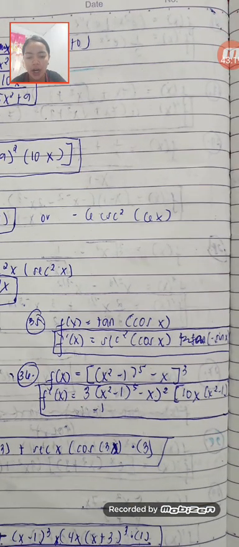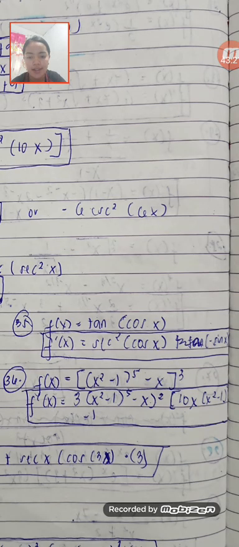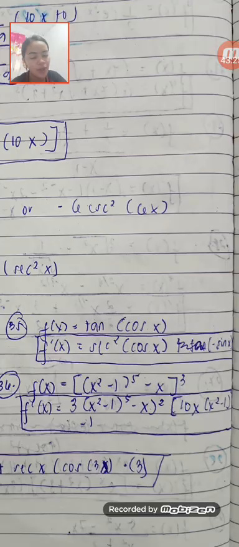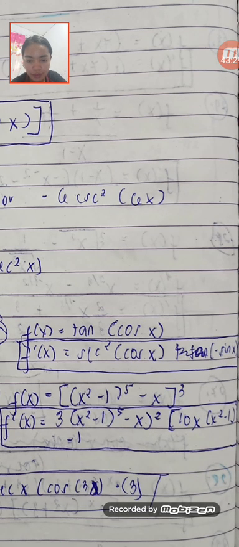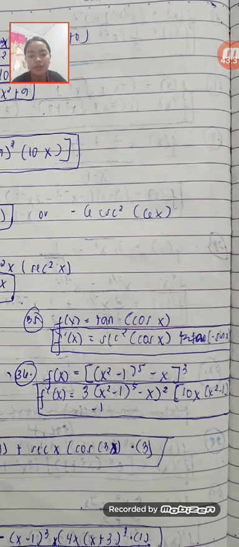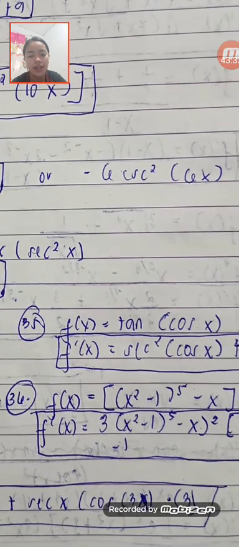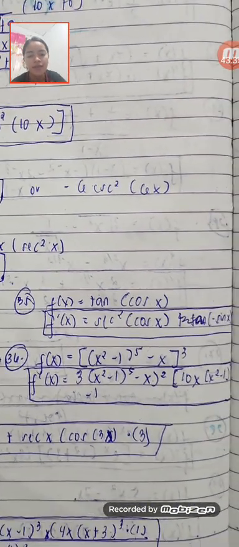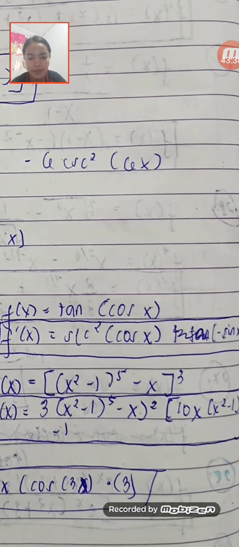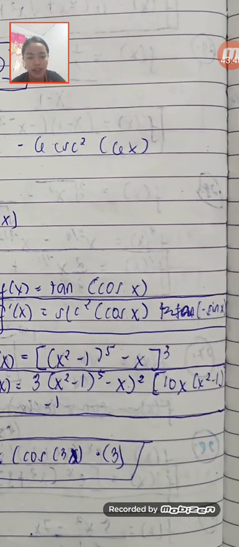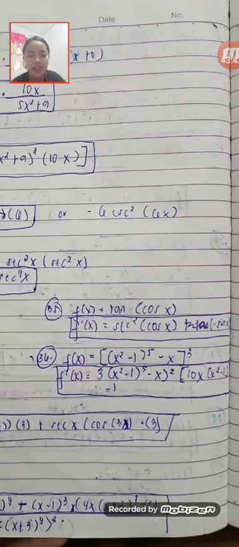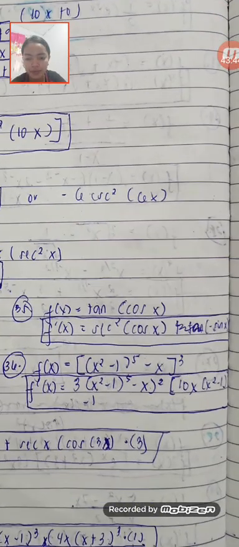So for number 35, we have here f of x is equal to tan of cos x. In this item, again, we need to use the chain rule. So f prime of x is equal to sec squared, because the derivative of tan is sec squared, of cos x, and the derivative of cos x is negative sin x. So that is our final answer.